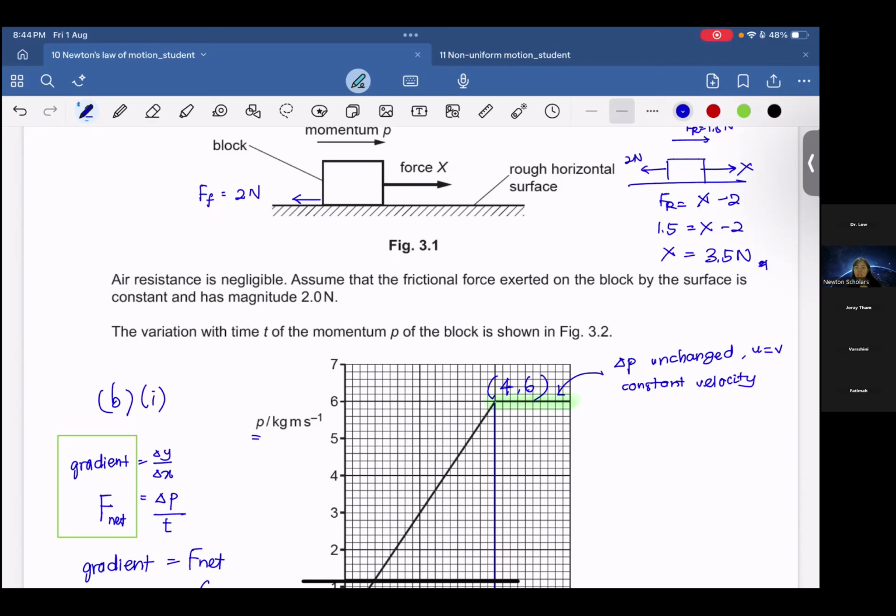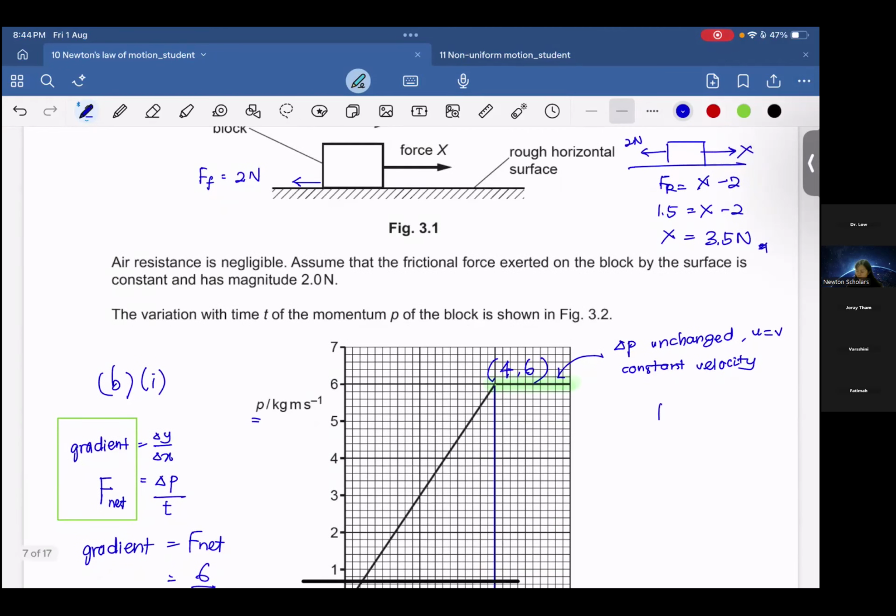So what is your force X after 4 to 6 seconds? Yeah, correct. Gradient is 0. So there are no changes of momentum. Vashini, 0 Newton? No, no, it's not 0 Newton. I draw it here. Constant velocity.